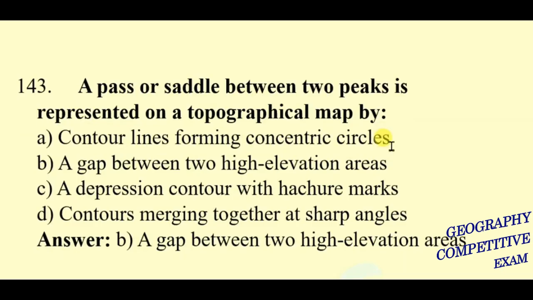Question 143. A pass or saddle between two peaks is represented on a topographical map by contour lines forming concentric circles, a gap between two high elevation areas, a depression contour with hachure marks, contours merging together at sharp angles. Here the right answer will be a gap between two high elevation areas.